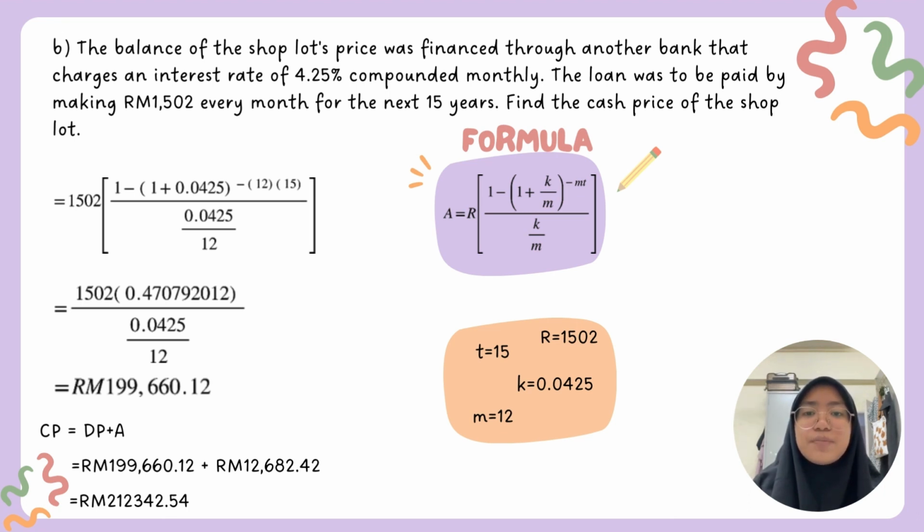So the answer is 99,660.12. To get the final answer, we have to add it to the previous S. So 99,660.12 plus 12,682.42, and the final answer is 112,342.54.